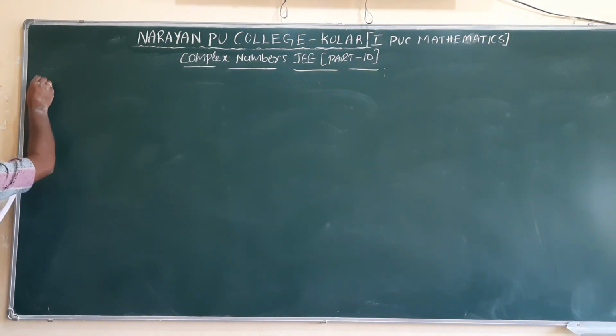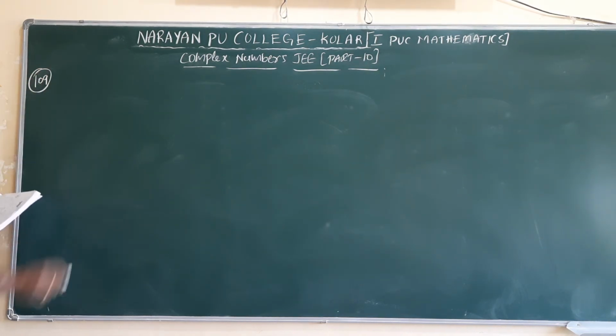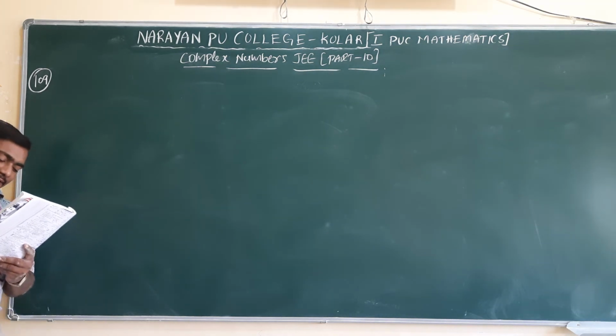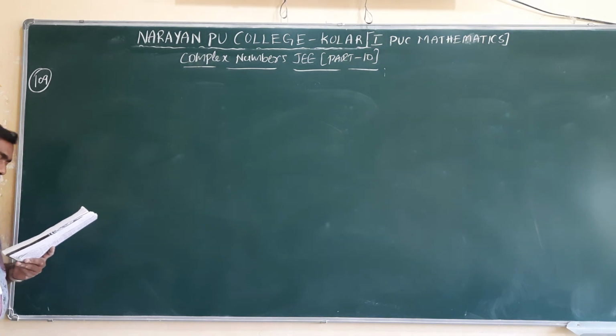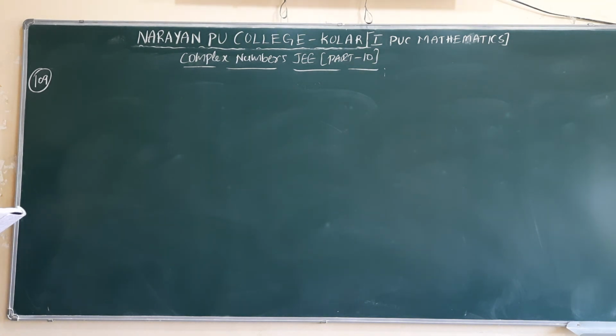Question number 109. PQ and PR are two infinite rays. QAR is an arc. A point lying in the shaded region, excluding the boundaries, satisfies which condition?